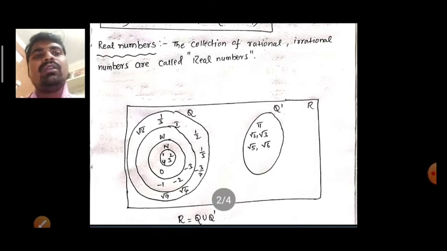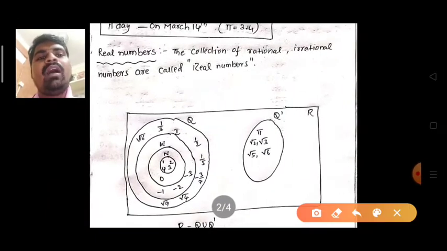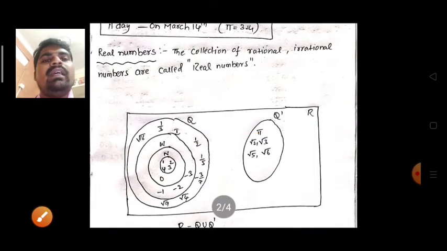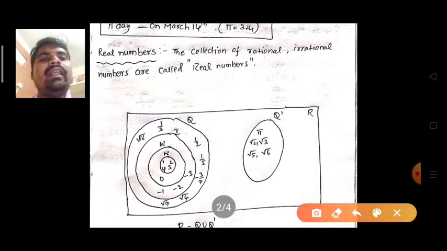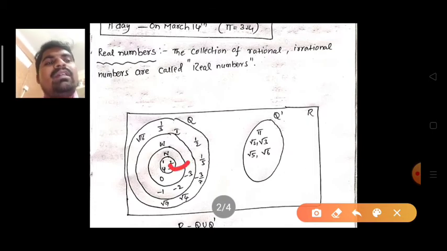You know real numbers, capital R is the real numbers. So here you observe the Venn diagram. This is called Venn diagram. So you observe carefully here, 1, 2, 3, 4 circles are there. The first one is the natural numbers, positive numbers only. You observe 1, 2, 3, 4 I have written, many positive numbers are there.